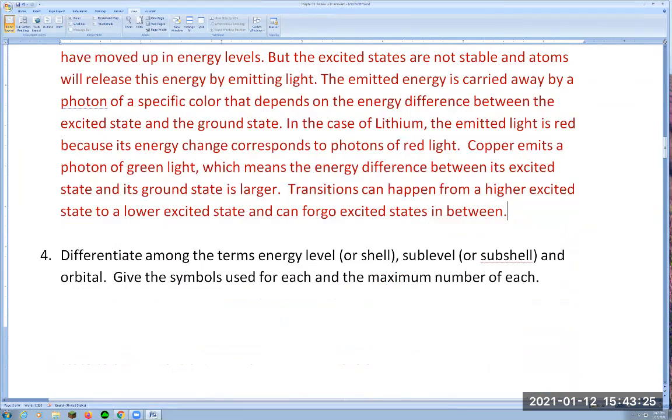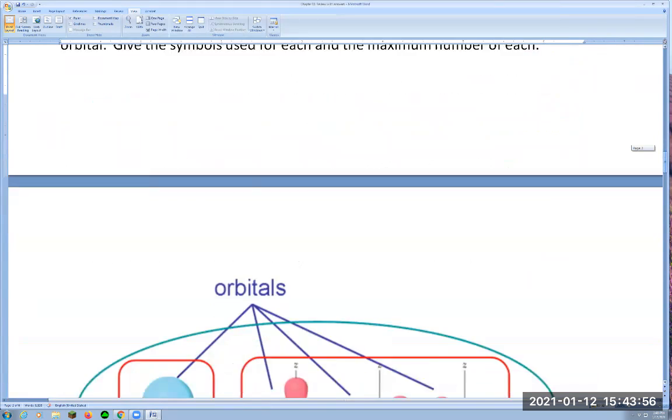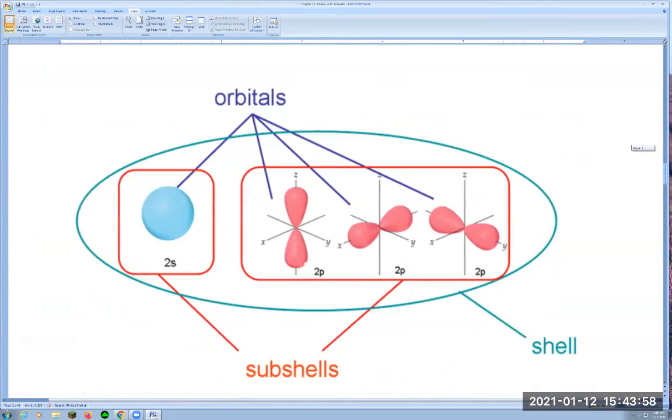Question 4. Differentiate among the terms energy levels, which are also called shells, sublevels or subshells, and orbitals. These are three different levels of compartmenting the electrons. Give the symbols for each and the maximum number of each. I have this figure to help you really understand the difference between shells, subshells, and orbitals. Let's go over this. It's a big figure here.